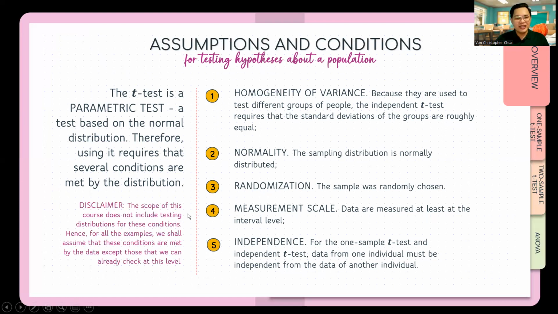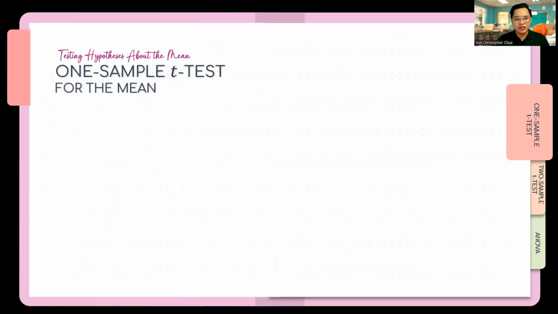All right. Just a disclaimer, the scope of this course does not include testing distributions for these conditions. Hence, for all of the examples, we shall assume that some of these conditions are already satisfied, unless there is a way for us to check whether or not some of these conditions are met by the data. For example, randomization and the measurement scale are easy to check. So we should be able to evaluate whether the data meets these two different conditions. On the other hand, the other conditions we will assume, therefore we will call them assumptions.